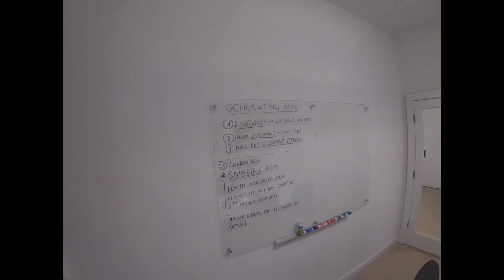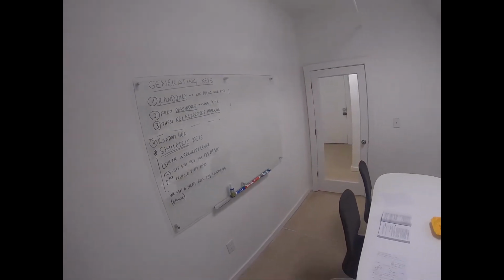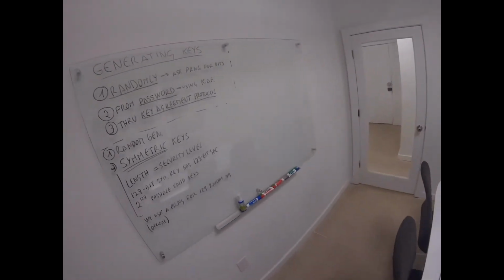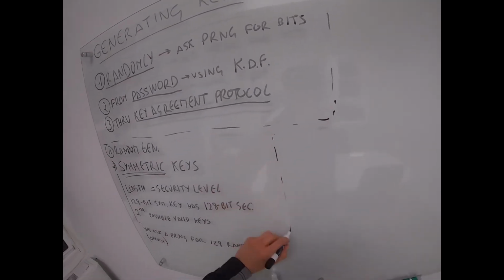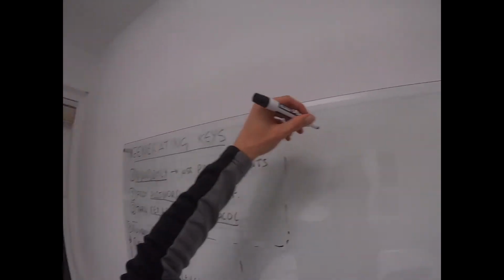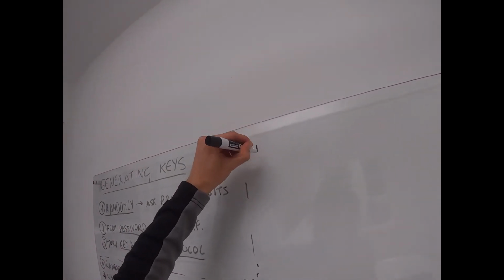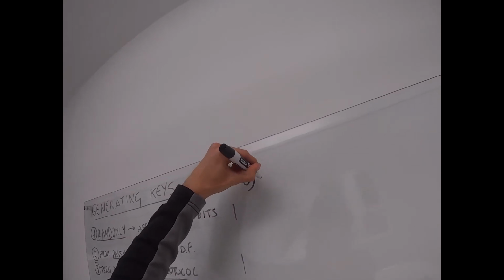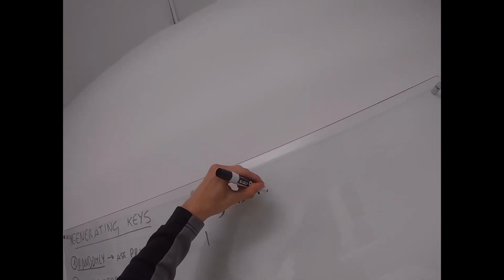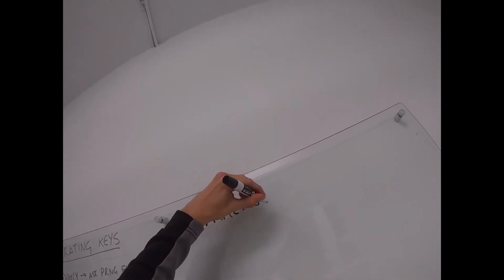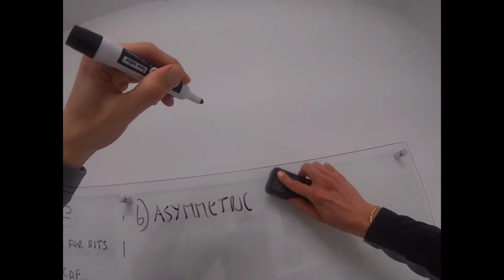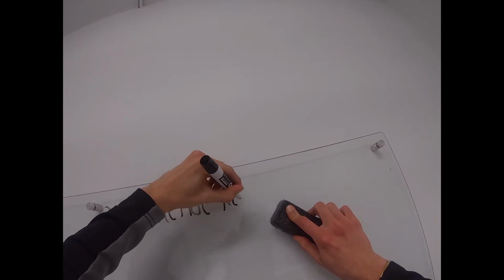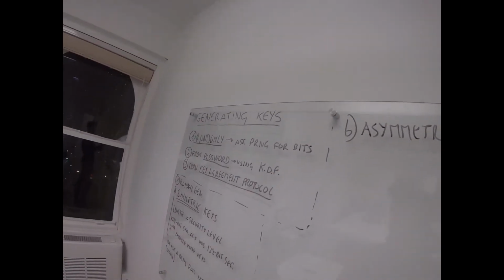Now we've talked about symmetric keys, which are shared keys between two parties. What about asymmetric keys? We talked a little bit about asymmetric keys before. So let's go to B, asymmetric keys.